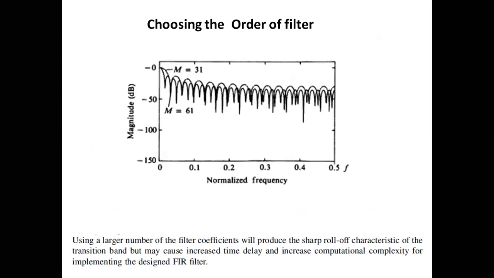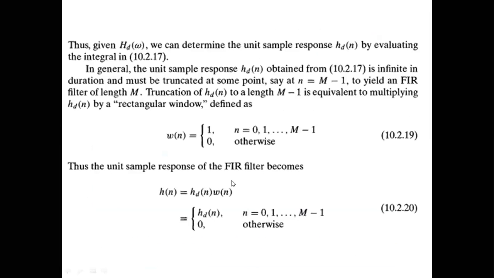So a typical method, as I told you, is this: you get the impulse response, which is of infinite duration, something like this. Then afterwards, you decide to stick to a finite number of values out of this.